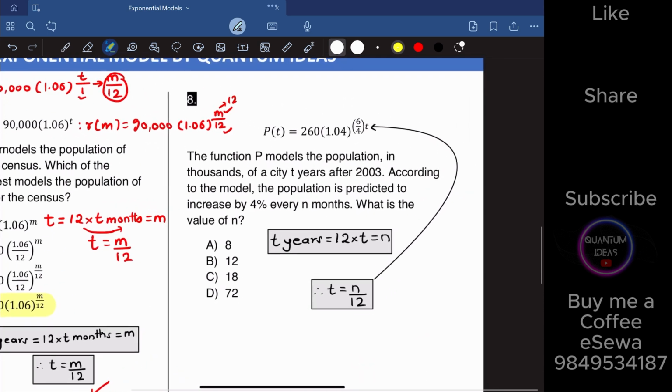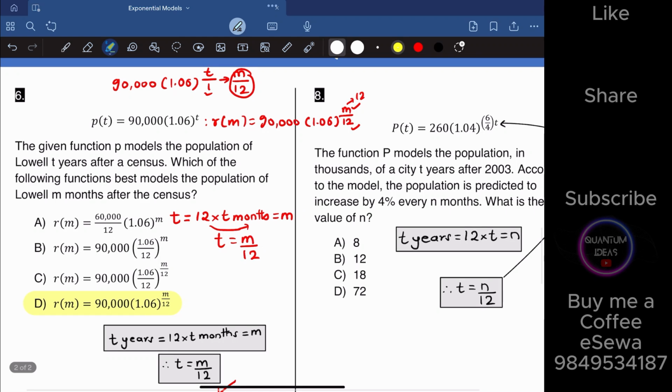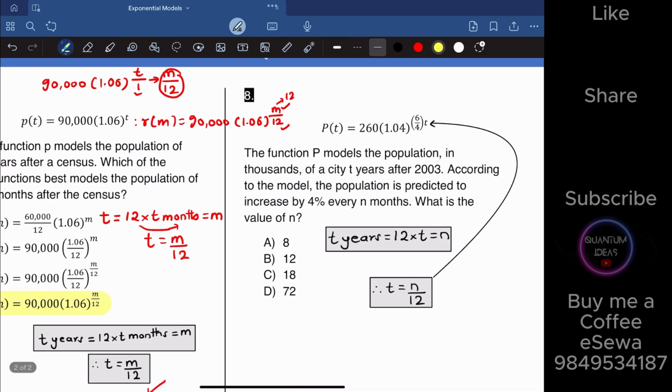I think it's the last question. After doing number 6, it is quite similar. You can simply do it. So this is our equation: the function p models the population, in thousands, of a city t years after 2003. According to the model, the population is predicted to increase by 4% every n months. What is the value of n? Again, the equation is in t years, but we have to change it into months.